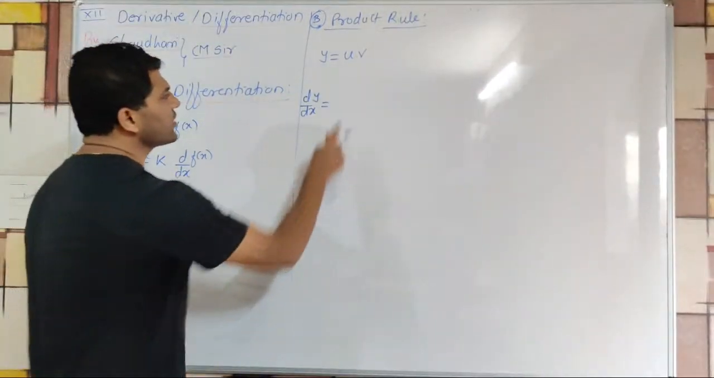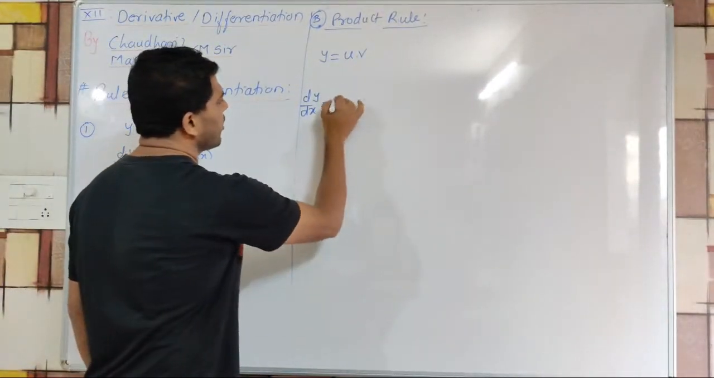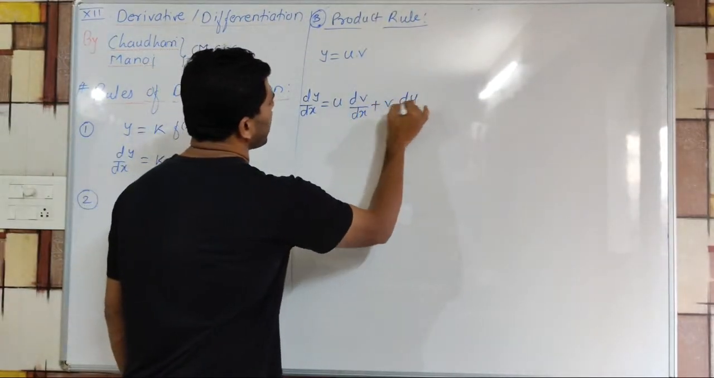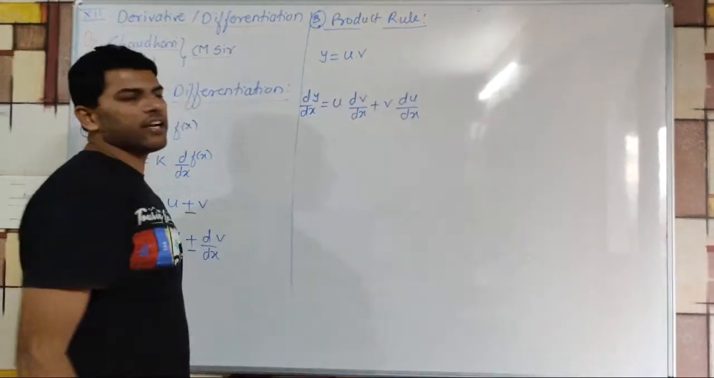So the formula is, I am assuming this as first and this as second: differentiate u into derivative of v plus v into derivative of u. This is the formula that you have to remember.